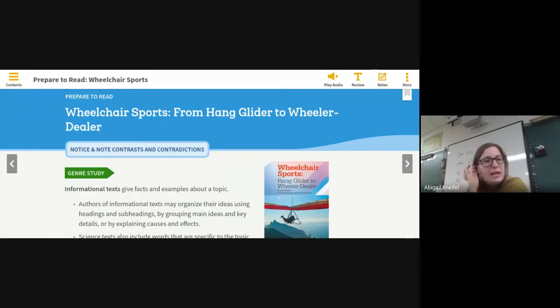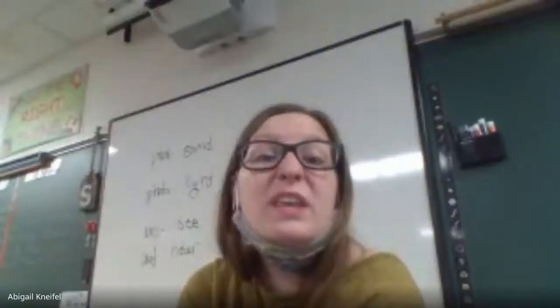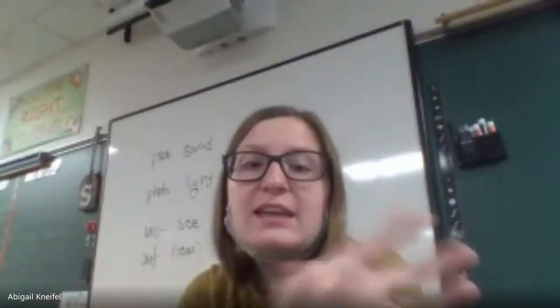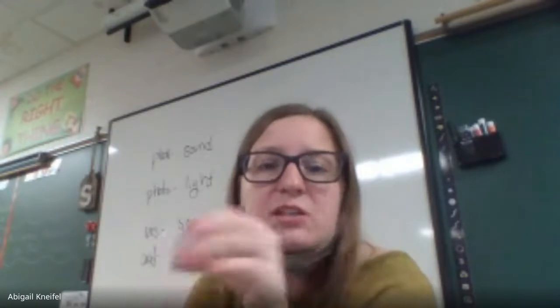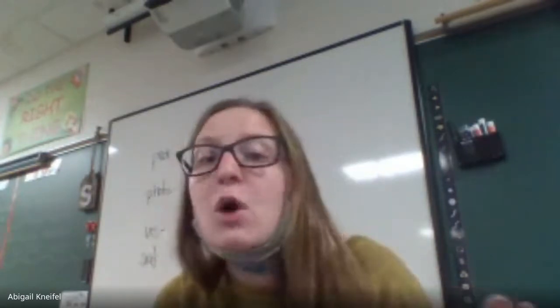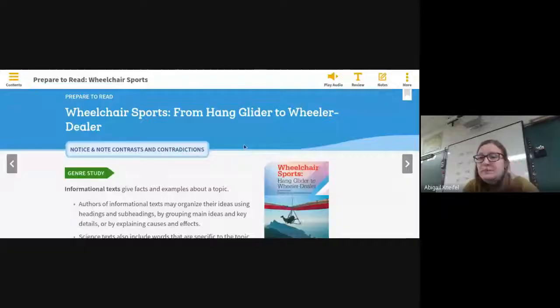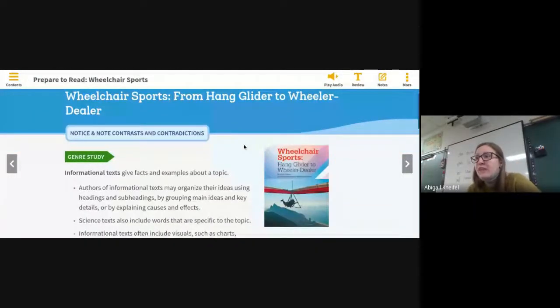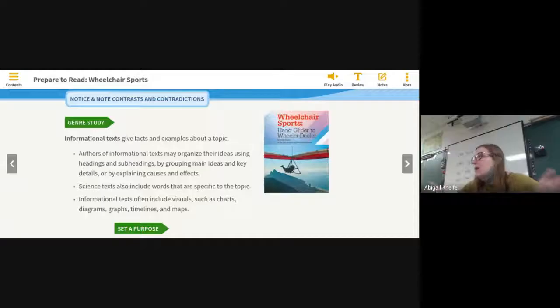This is the prepare to read page, and wheelchair sports is pretty much the title of our thing today. The entire title is Wheelchair Sports: From Hang Glider to Wheeler Dealer. So we can all assume it's going to have something to do with wheelchairs. Please nod your head if you agree, right? It's literally called wheelchair sports. Probably something to do with people in wheelchairs, right?